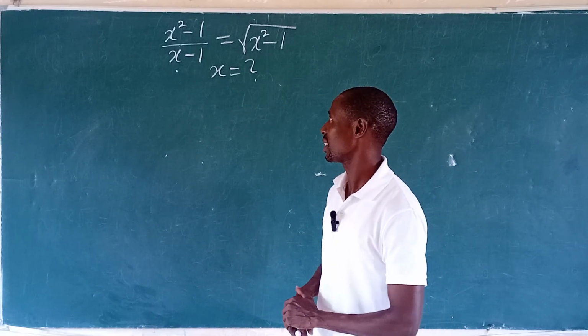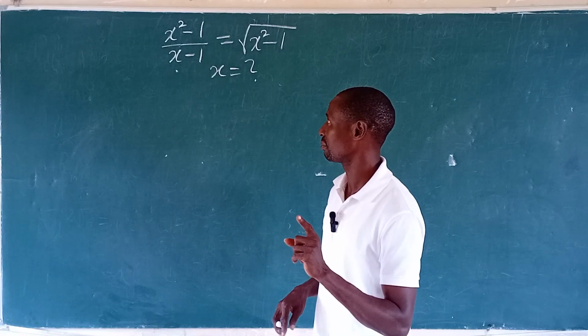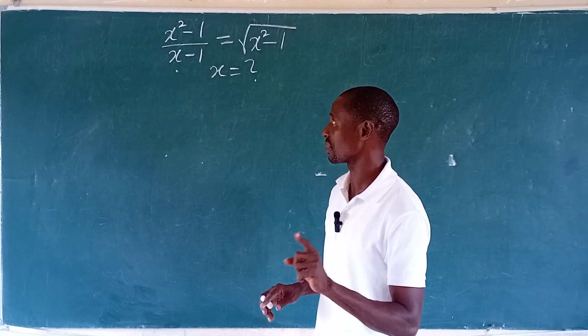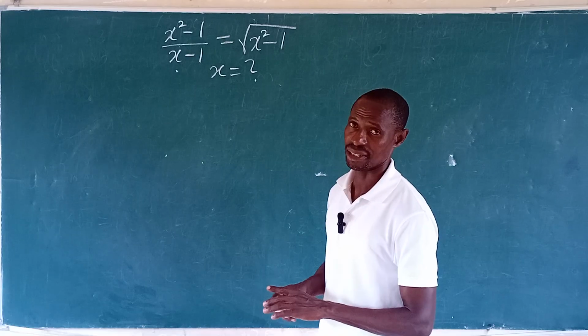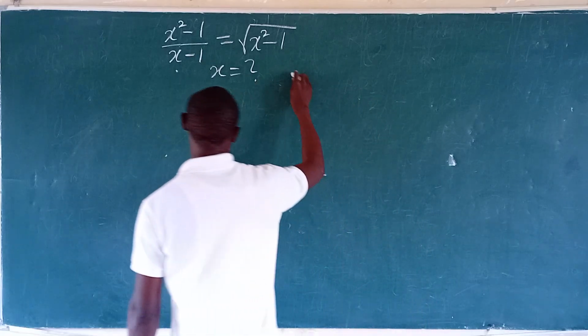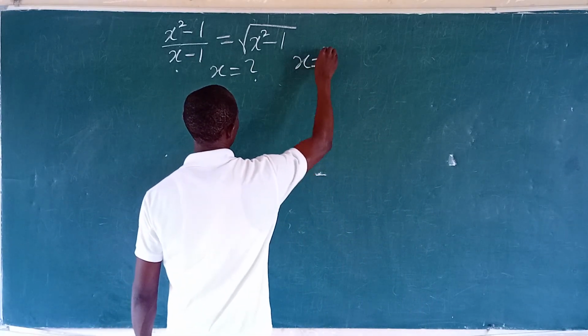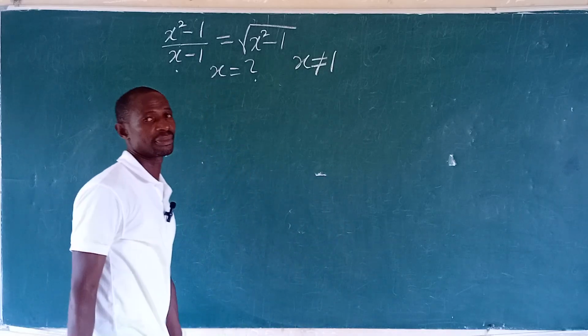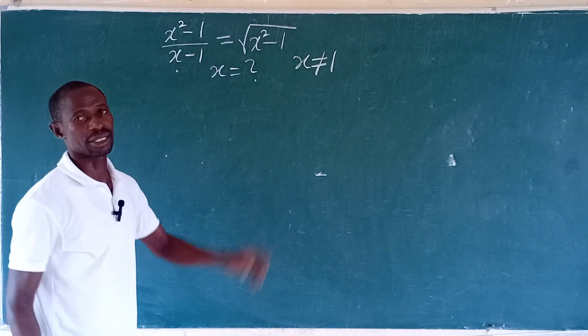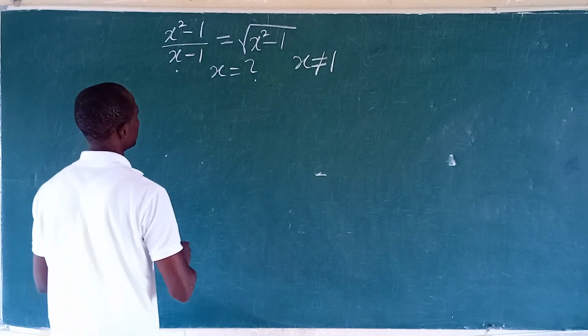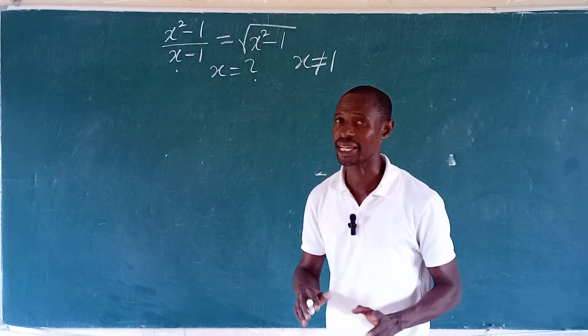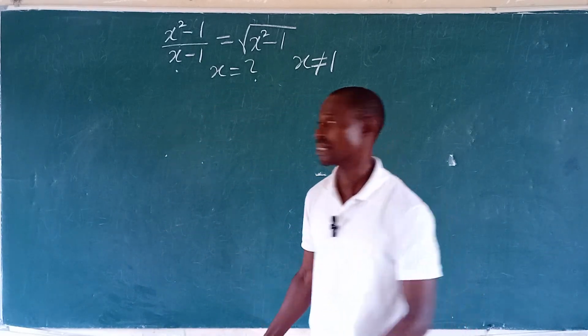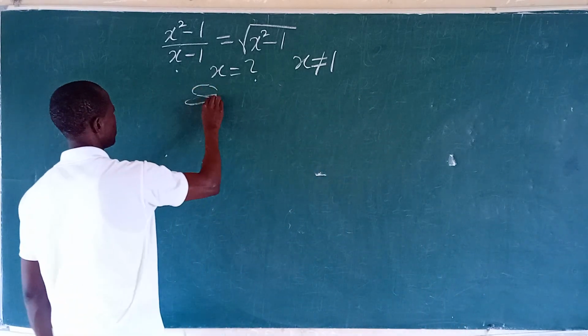Now, before we go into today's challenge, I want to say here that x cannot be equal to 1, right? So let me put it here: x cannot be equal to 1. Good. So if x cannot be equal to 1, what could possibly be the value of x in this challenge? Let's solve and see what the value of x is going to be.